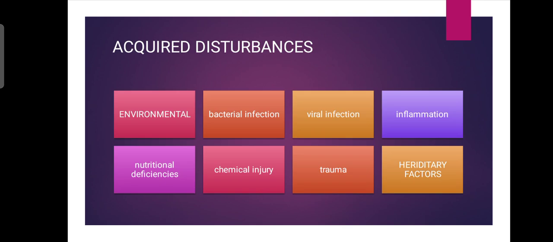Now, the first is acquired disturbances. Disturbances in the structure of enamel can occur as a result of environmental factors or hereditary factors. Among the environmental factors are bacterial infection and viral infection, examples syphilis, scarlet fever, etc. Inflammation, nutritional deficiency, for example, vitamin A, C, D, calcium deficiency, chemical injuries, example, fluoride, and trauma.